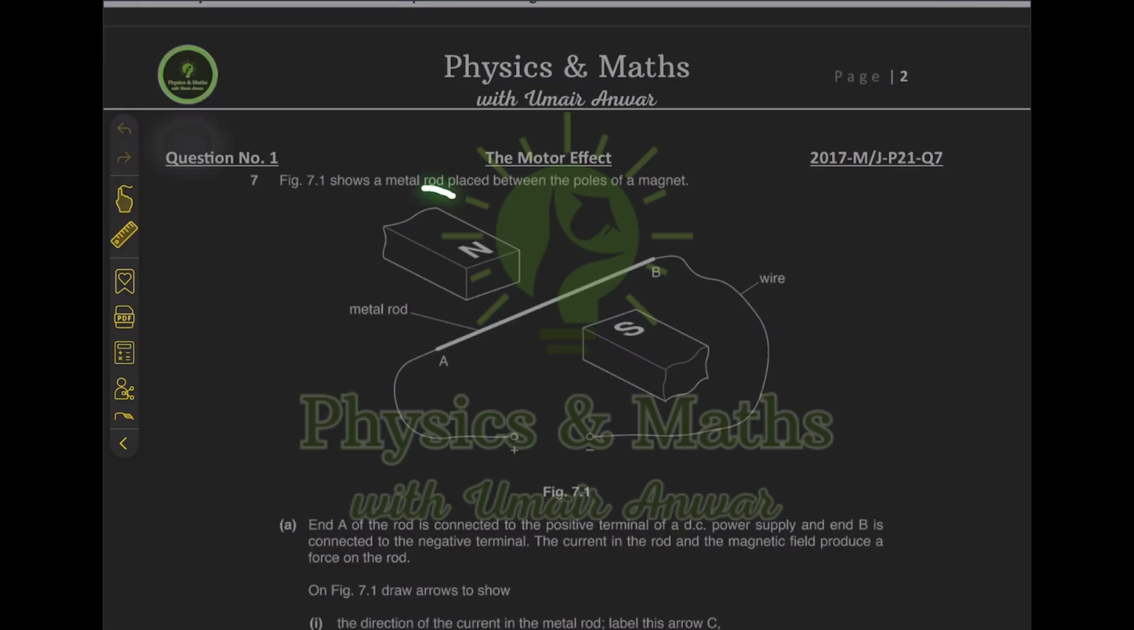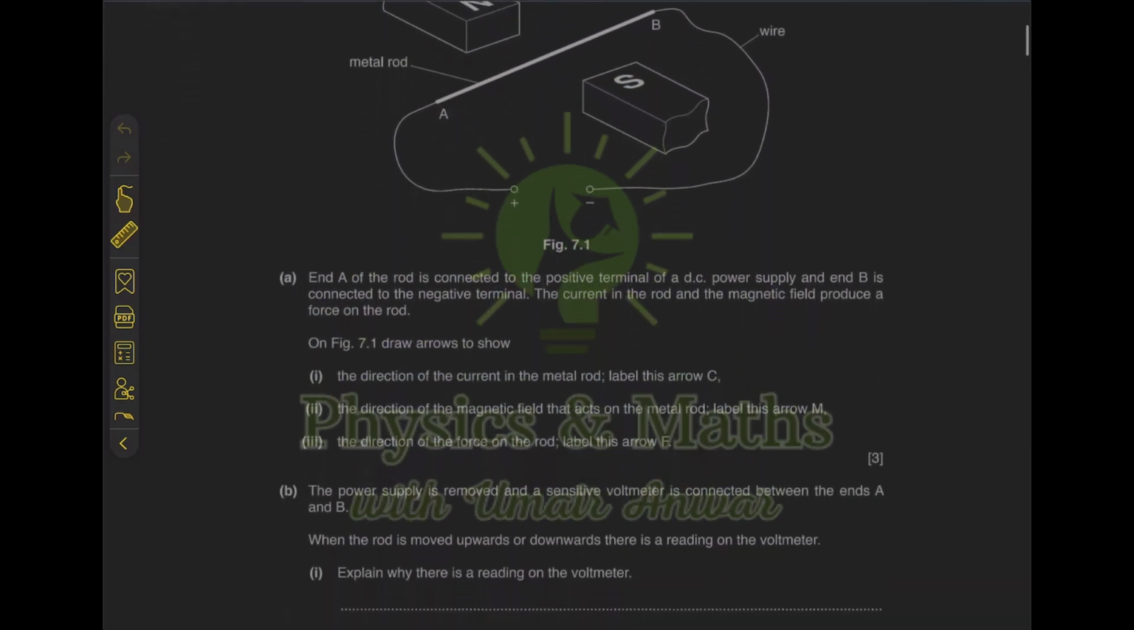So we can see that there is a north pole of a magnet, there is south pole of another magnet, and the field lines would be emerging from the north pole, entering into the south pole here. And in this region between the magnetic poles, a metal rod AB is placed. End A of the rod is connected to positive terminal of a DC power supply. So this is end A of the metal rod, which is connected to the positive terminal, and B is connected to negative terminal. The current in the rod and the magnetic field produce a force on the rod.